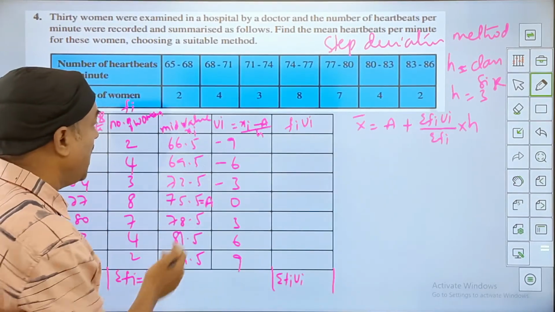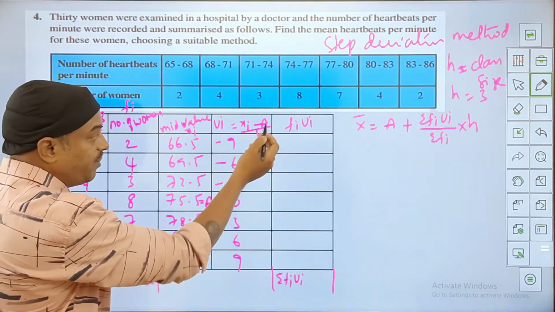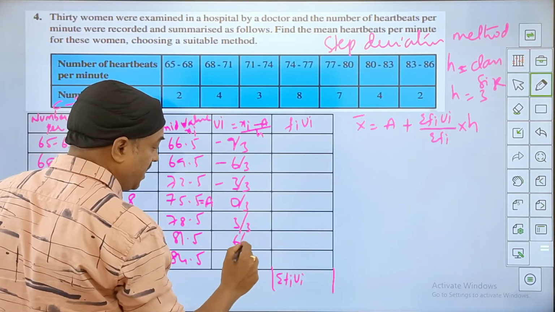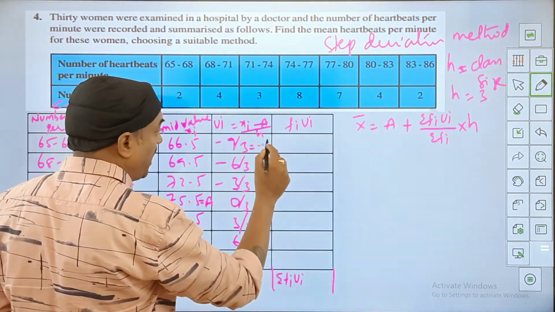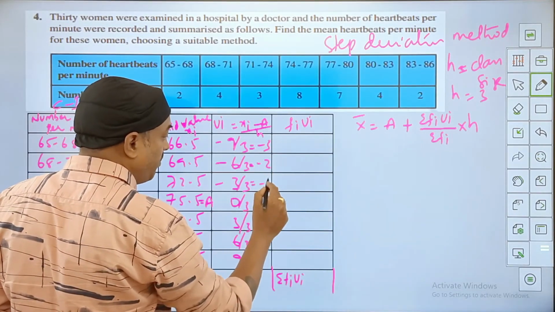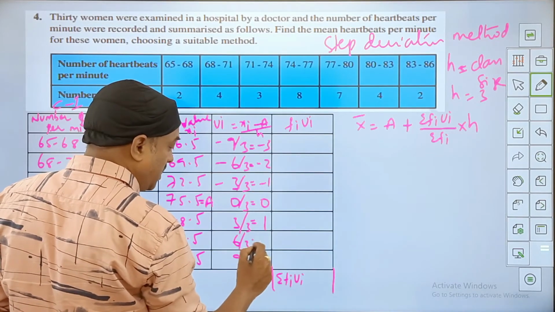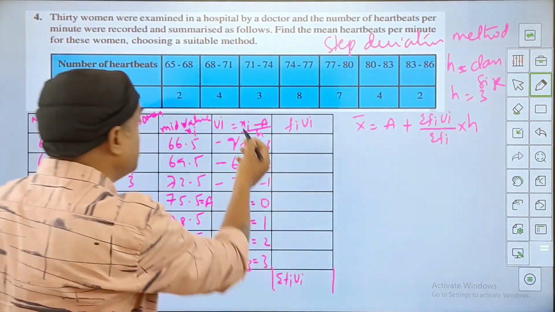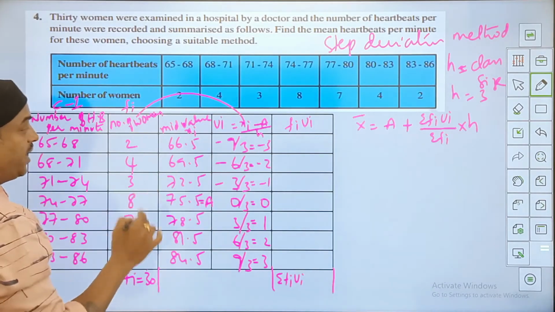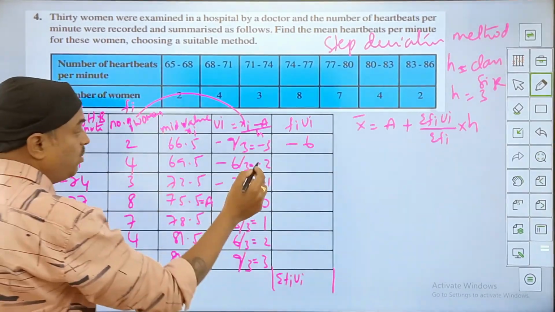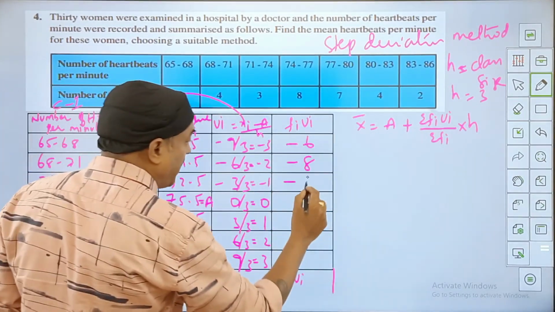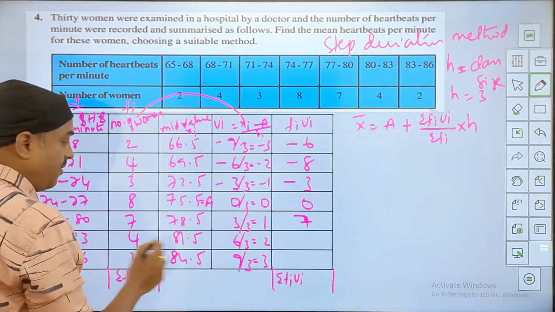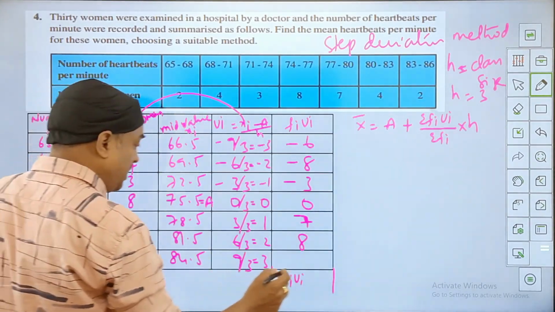So what I do, my friend, I'll not only find xi minus a, I'll also divide by 3 in every case. So what I get here now will be minus 3, minus 2, minus 1, 0, 1, 2 and 3. Now I need to do fi ui according to the formula. fi ui, this is your ui. So I'll multiply these 2 columns, corresponding values. 2 into minus 3 is minus 6. 4 into minus 2 is minus 8. 3 into minus 1 is minus 3. 8 into 0 is 0. 7 into 1 is 7. 7 into 1 is 7. And 4 into 2 is 8. 2 into 3 is equal to 6.